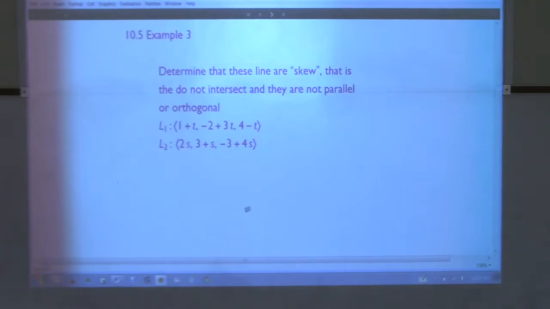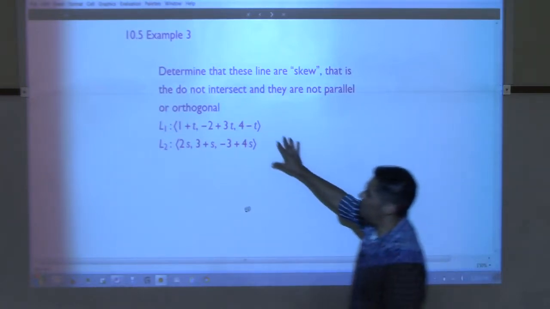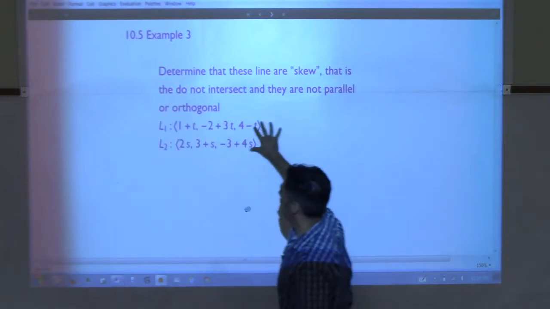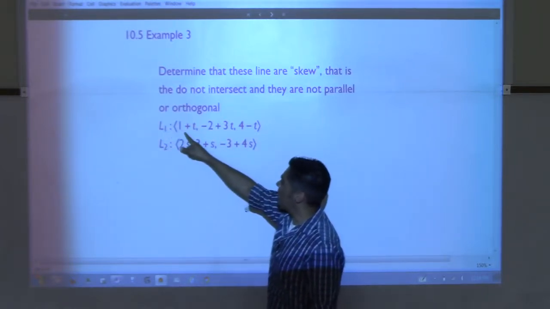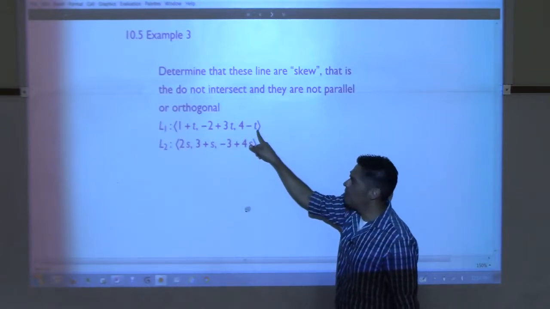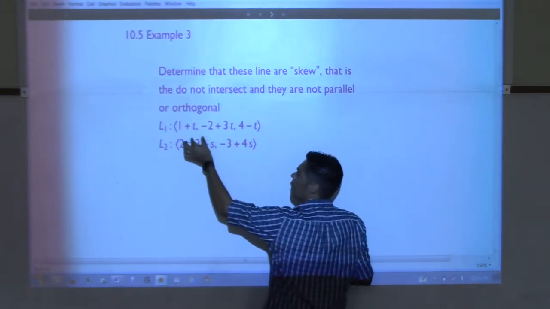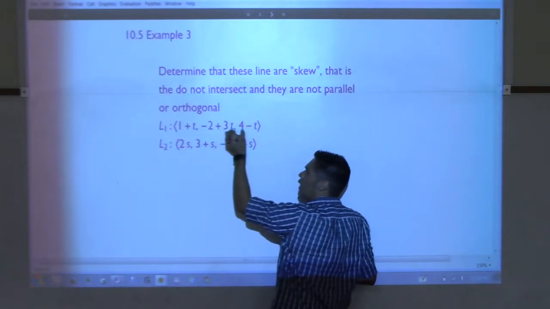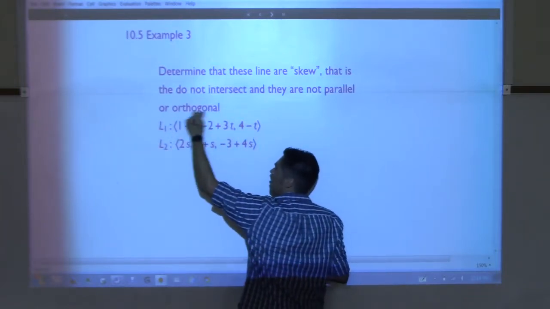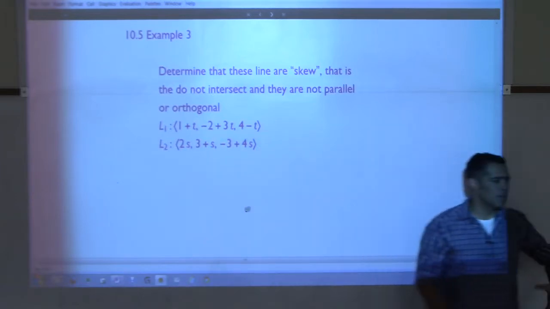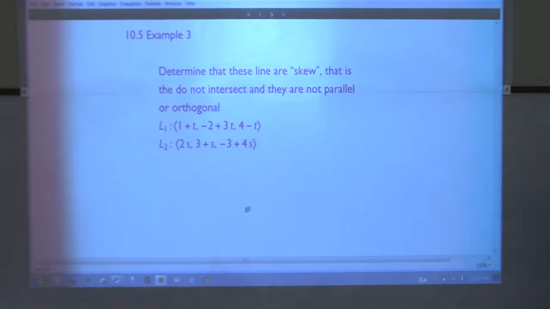Determine that these lines are skew. That is, they do not intersect, and they are not parallel, and they are not orthogonal. Now, let's first understand what this notation means. L1 means line 1. Colon. I give you the vector form of the line. So I've given you the x, y, and the z. Now, what is the parameter that we're using to draw that line? T. T is our parameter, right?